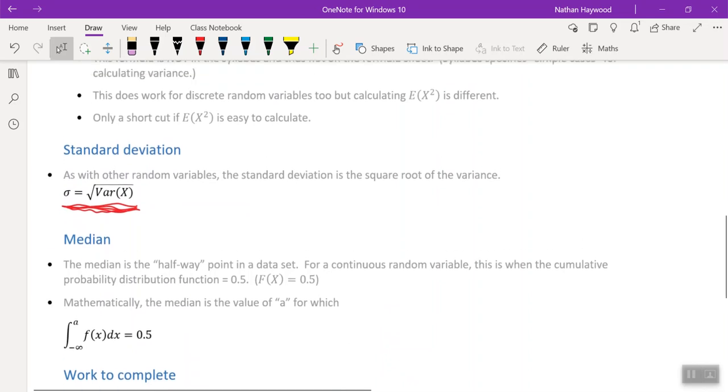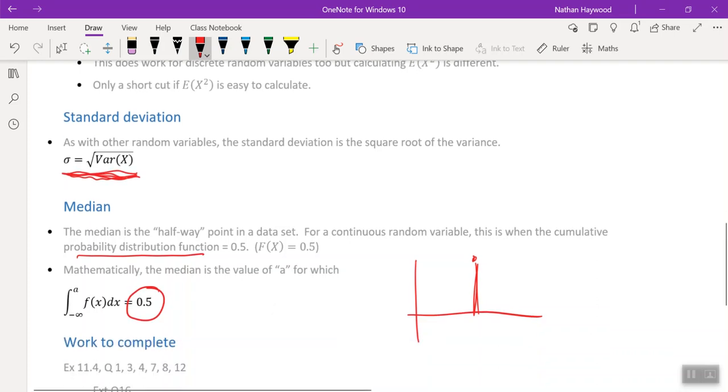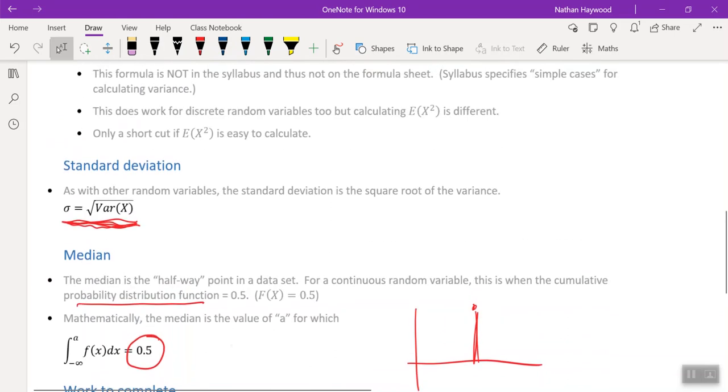Median is a bit different. If you forgot from year 9 maths, median is the halfway point in the data set. When we have a continuous random variable, you can't find an exact value. You do it to 0.5, and that's how you figure out the median. Does anyone want me to show you on the TI?